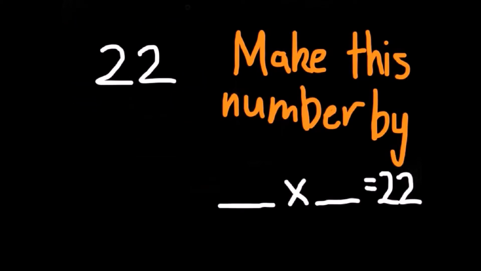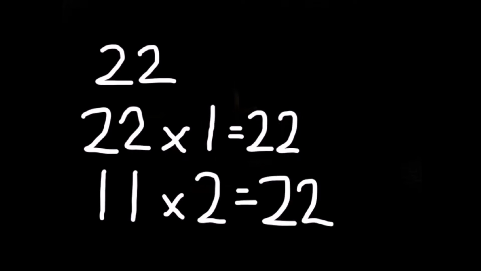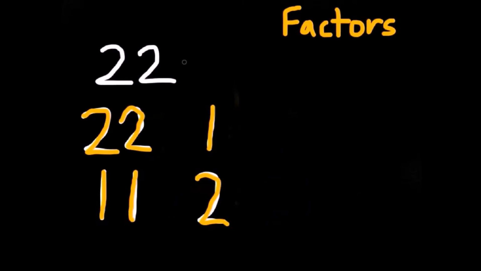So take any random number. We'll go with 22. There's going to be a way that you can make this number by multiplying two numbers. The easiest way is just to multiply the number by 1, since you'll always get the number you're looking for. I know what you're saying. You're so smart. But usually there's also other ways to get there. So for 22, you could do 11 multiplied by 2 as well. And for 22, that's it. Okay, so these numbers 22, 1, 11, and 2 are all called factors of the number 22.